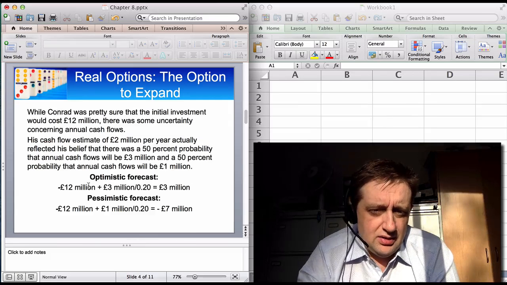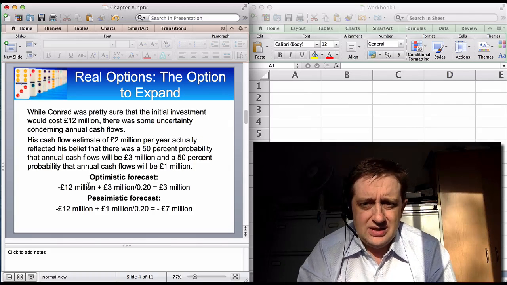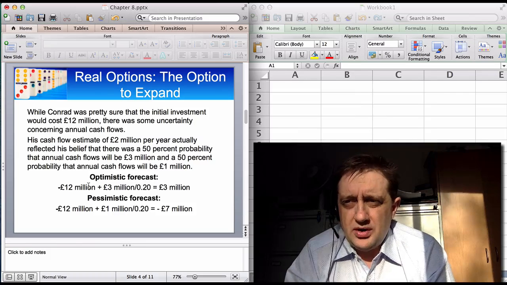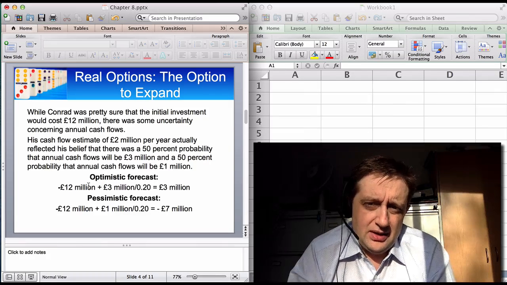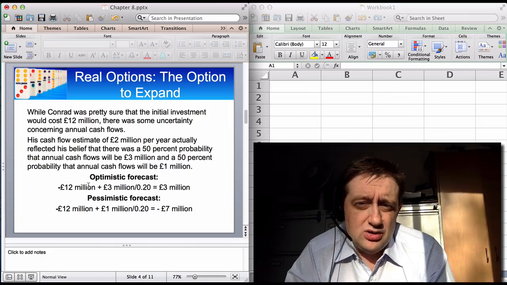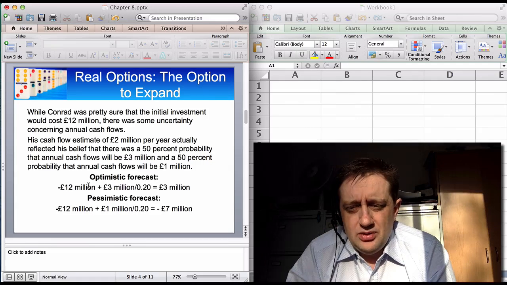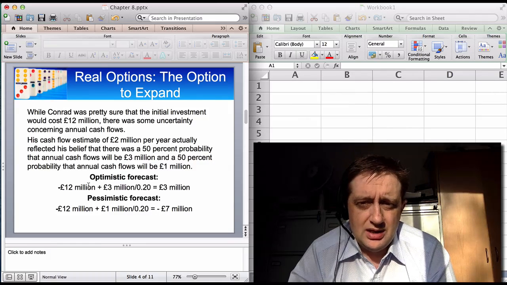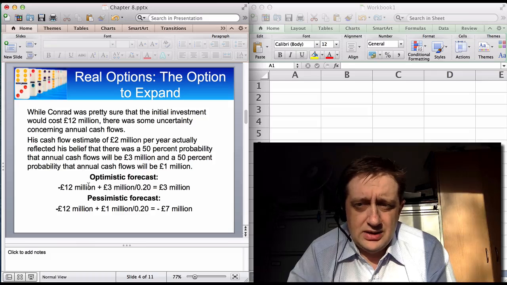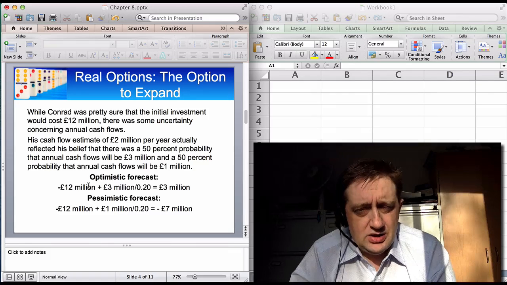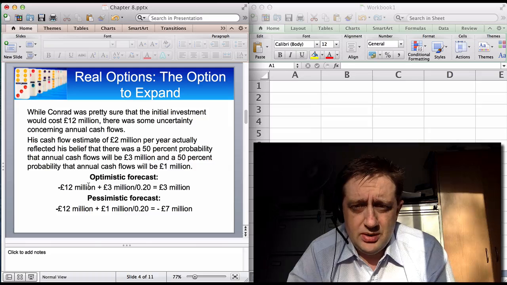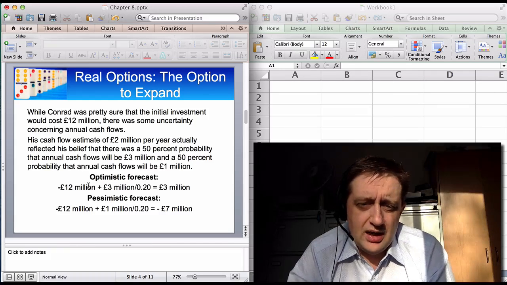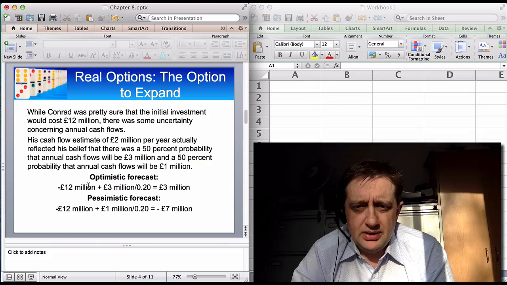And in actual fact, this £2 million isn't just one figure. If you take the work that I've done in sensitivity analysis, that £2 million is just an expected figure. The entrepreneur comes up with that £2 million as an expected figure based on two types of forecast. One is the optimistic forecast, and the other is a pessimistic forecast. The optimistic forecast is that the cash flows will be £3 million, and the pessimistic forecast is that the cash flows will be £1 million. Those two scenarios have a 50% probability of occurring.